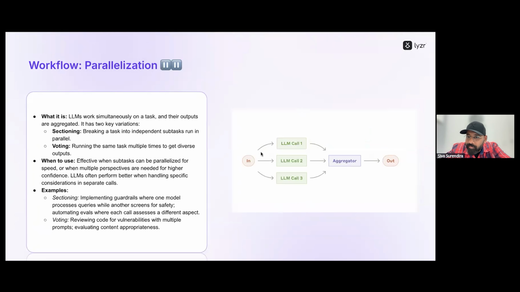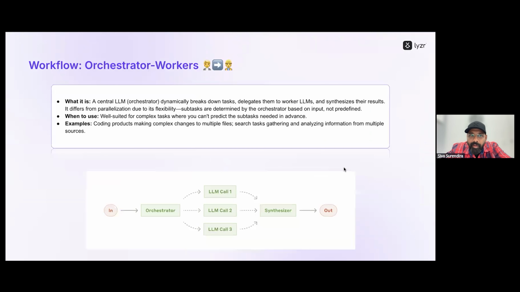So I would still put it under sequential. Then you have parallelization. This is where the directed acyclic graph, or DAG, comes into the picture, where one input is shared with three different agents, and then there is an aggregator that waits for all three agents to complete their job. Then you have orchestration, which also falls under the DAG category. So you have an orchestrator which figures out when to use which flow, but then there is an agent that waits for the whole output.